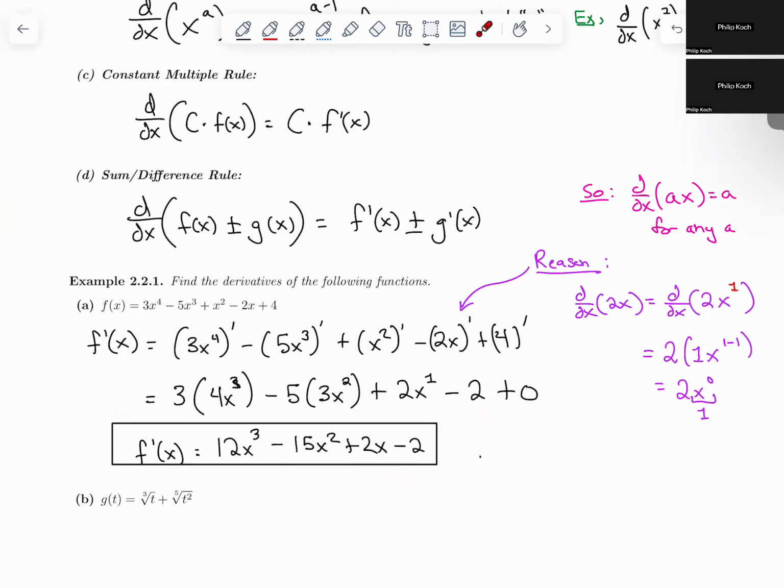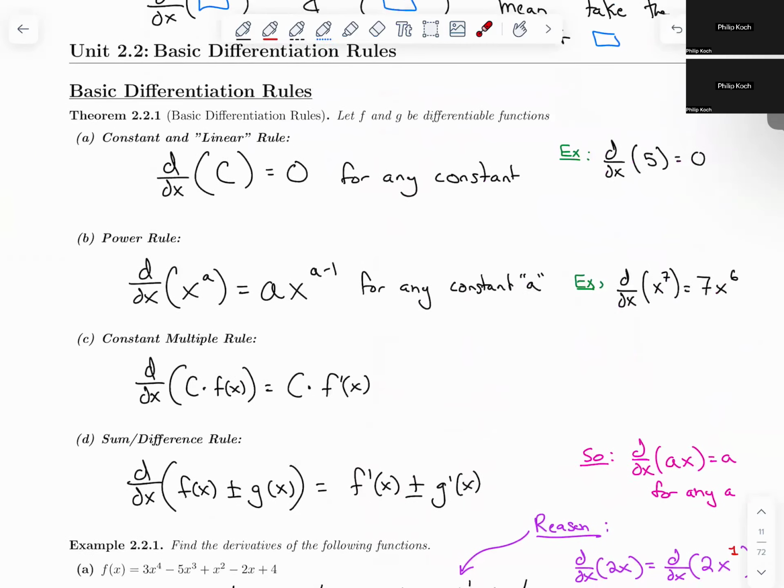So, yes. You want me to find the derivative of a constant? Constant rule. Very first one, it's not up there right now, but the derivative of any constant is 0.